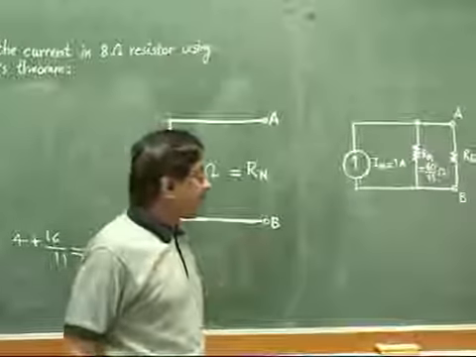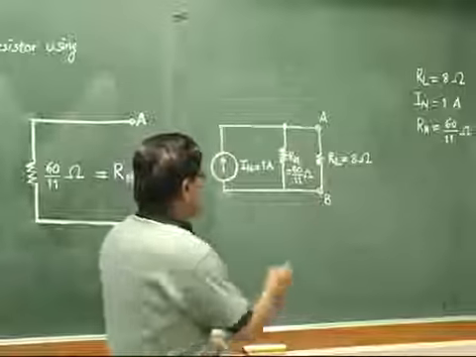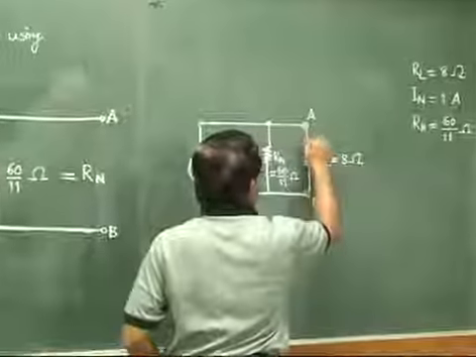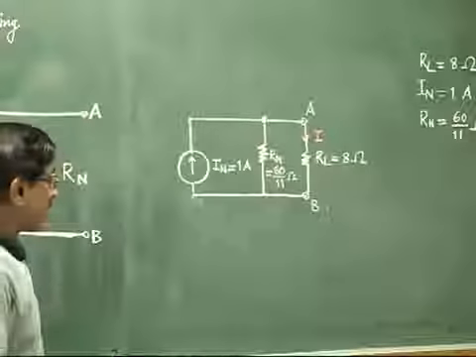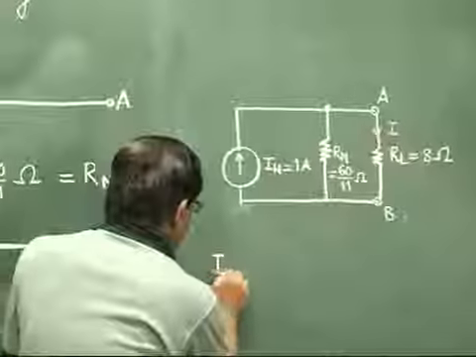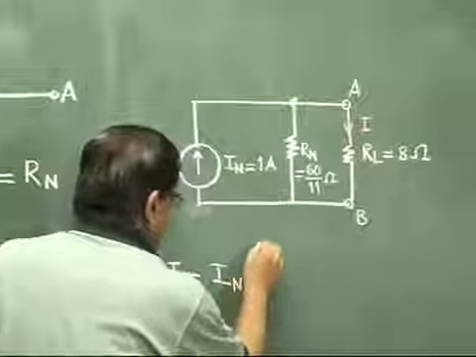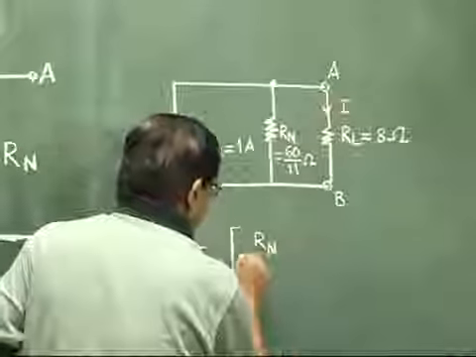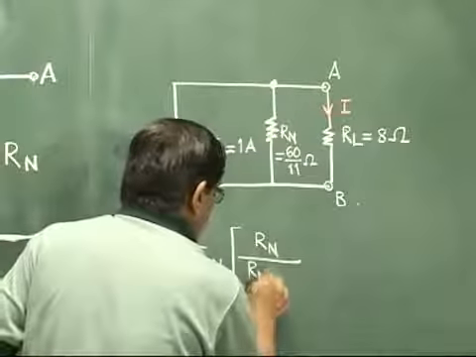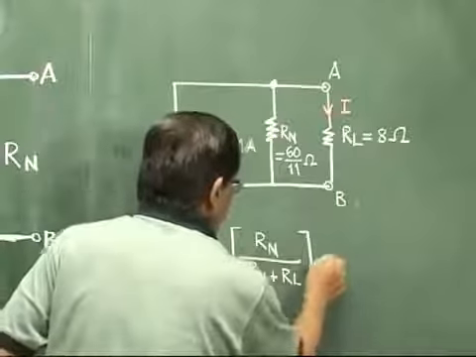And the final job remaining is to find the current in the load resistor. Suppose we say that this current is I. And as we earlier discussed, what must be the value of I? I must be equal to the total current IN, in bracket Rn in the numerator, divided by the sum of the two, Rn plus RL. So let us just calculate it.